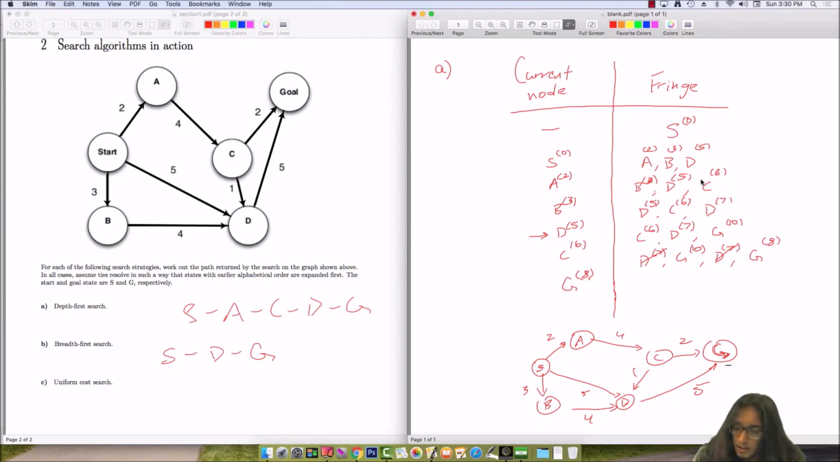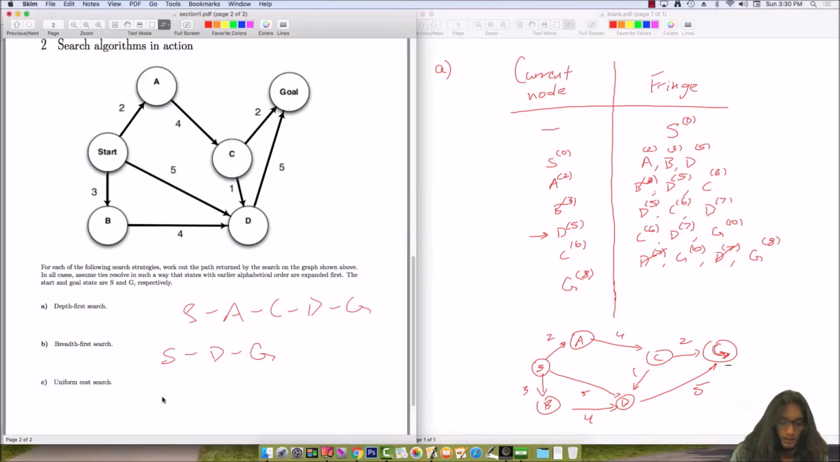Okay, when was C6 added to the fringe? Well, C6 was added to the fringe in this row, right? Which means where did it come from? It came from this A. Where did A2 get added to the fringe? It got added in this row, so it came from S, right? So by keeping track of this chain of which node gave rise to which node in the fringe, we can reconstruct the path, and we have that we went from S to A, and then A to C, and then from C to G, right? So the answer here is just S, A, C, G.